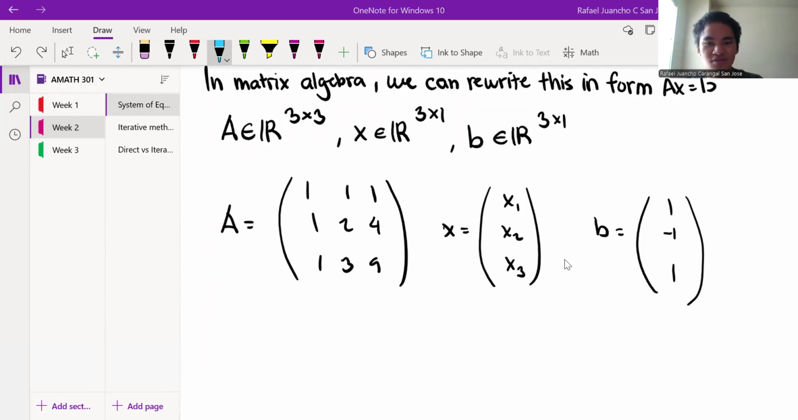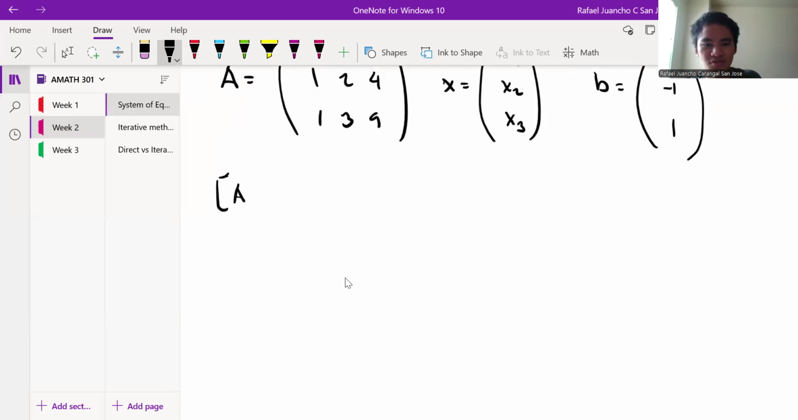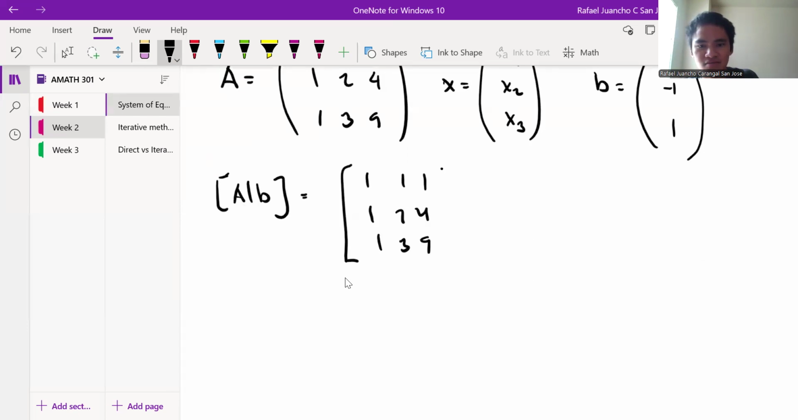Okay. So the Gaussian elimination procedure begins with the construction of the augmented matrix. So what do I mean by that? I'm just going to write this out. The augmented matrix [A | b] is equal to 1, 1, 1, 1, 2, 4, 1, 3, 9, and then b, so 1, -1, and 1.